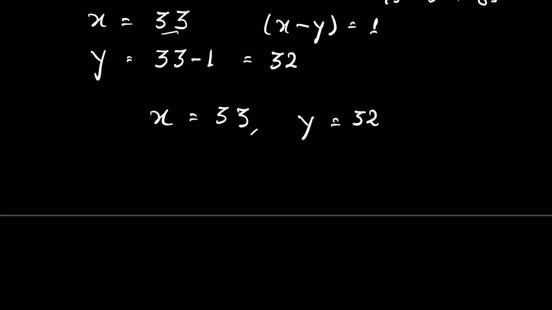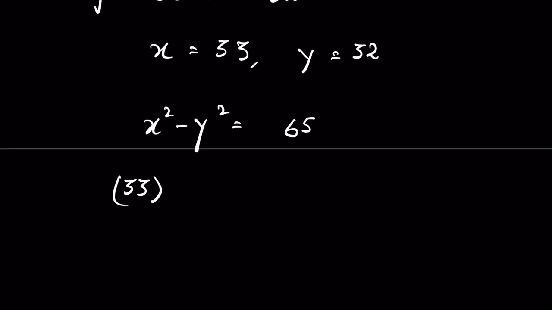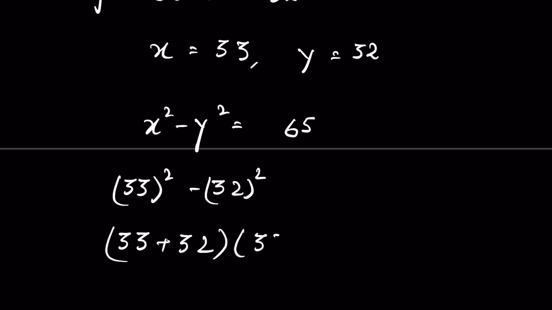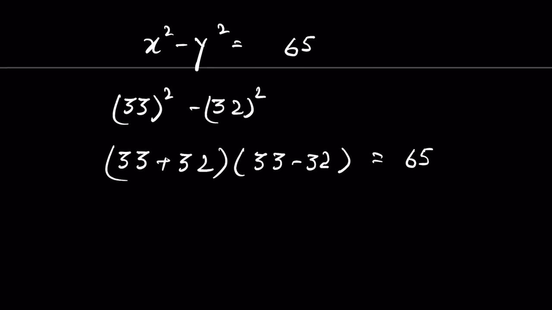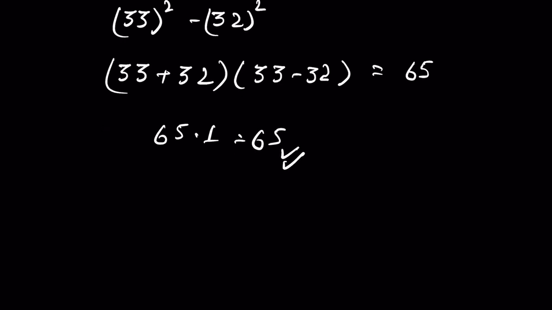Let's check whether this satisfies the equation. x square minus y square is equal to 65. So 33 square minus 32 square is 33 plus 32 times 33 minus 32. This should be equal to 65. So it is 65 times 1, which is equal to 65. LHS is equal to RHS. So the first solution is x is 33 and y is 32.